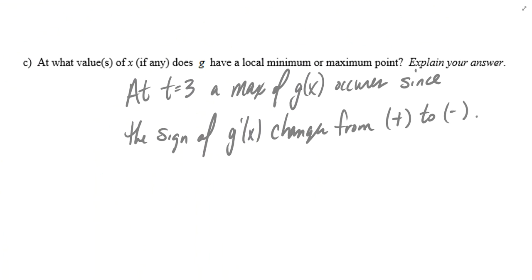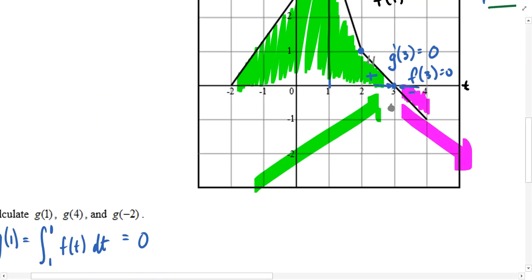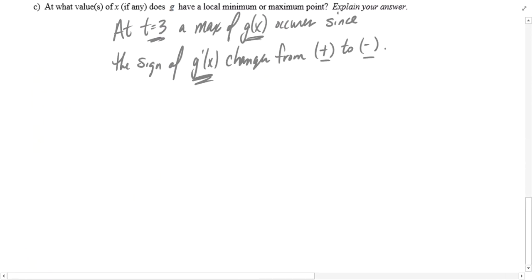And so I would say something like this: at time equals 3, a maximum of g of x occurs, and that's because, or since, the sign of g prime of x changes from positive to negative. And g prime, of course, is just the result of f. Right? F is positive, positive, positive. It switches to negative, and that's where our area starts to decrease.